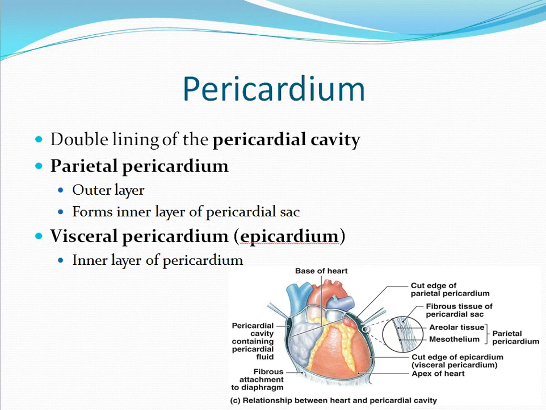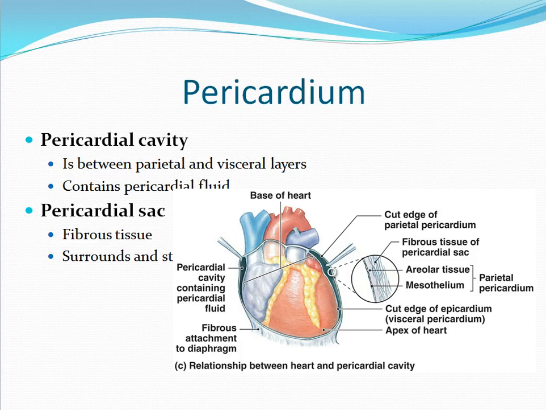The pericardium consists of two layers, the parietal and the visceral pericardium. The parietal pericardium is the outer layer. This also forms the inner layer of what's called the pericardial sac. This is a tough, fibrous bag that surrounds the entire structure, and I'll mention this again in just a moment. The visceral pericardium is the inner layer. This is also called the epicardium. The visceral pericardium is actually attached very tightly to the surface of the heart.